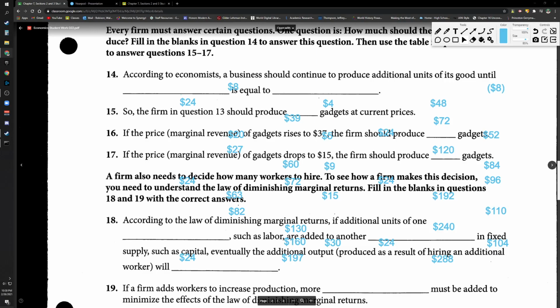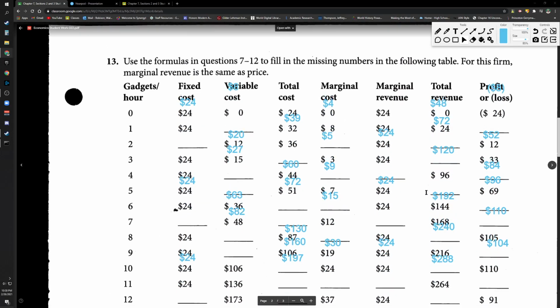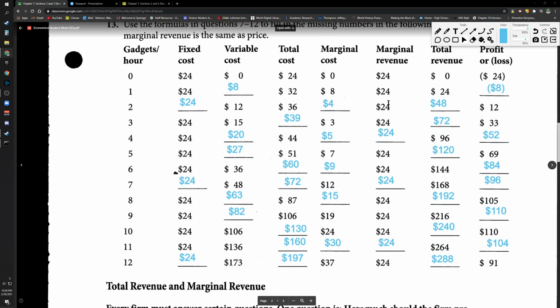Question 15 is asking you, so the firm in question 13 should produce until how many gadgets at its current price? Now remember, its current price is $24, okay? How we figure this out is we look at the profit. When does it stop making a profit? Loss, profit, profit, profit, profit, profit, profit.